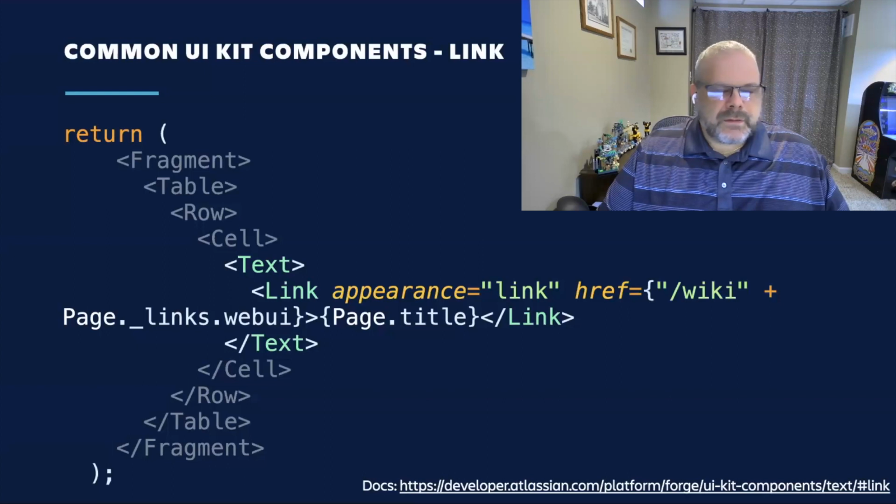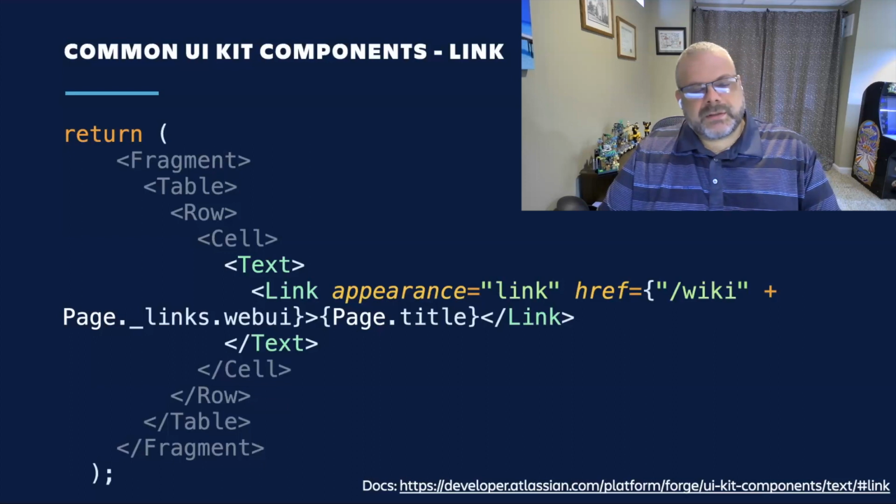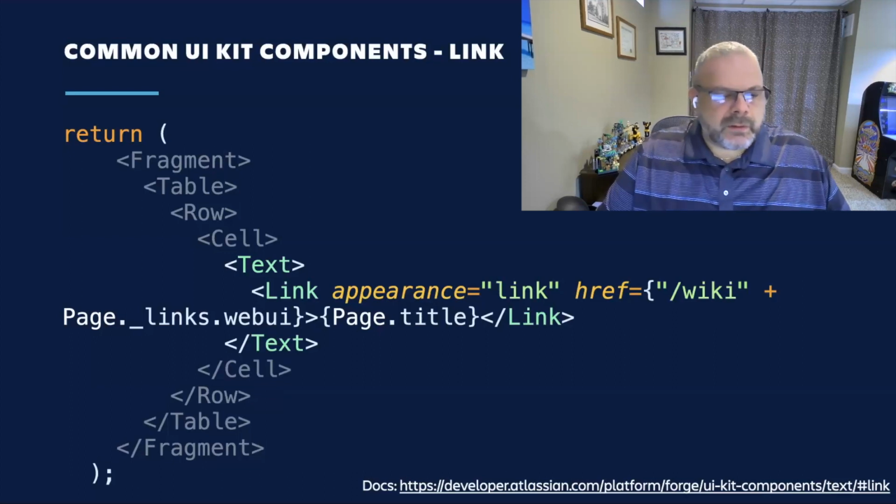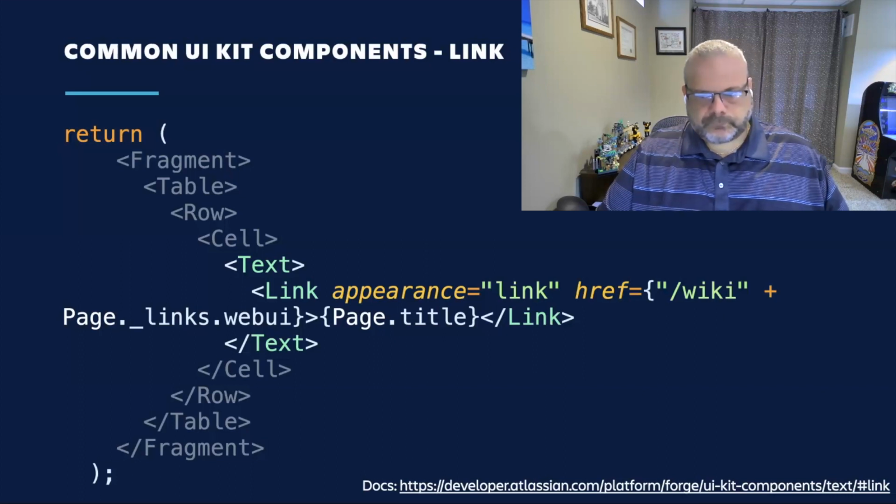We're going to get the web UI link from the results of our fetch page response. And so we can say page._links.webui will be the rest of the URL that we need. And then we can have the text of our link be the page.title.